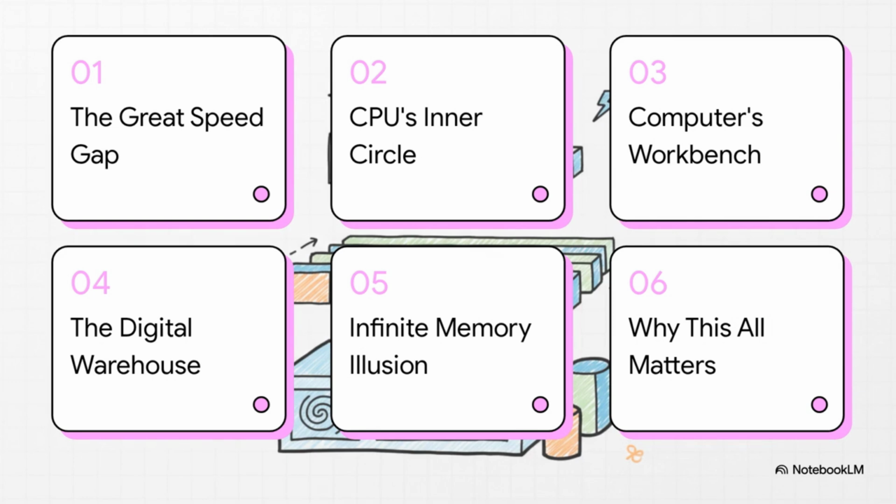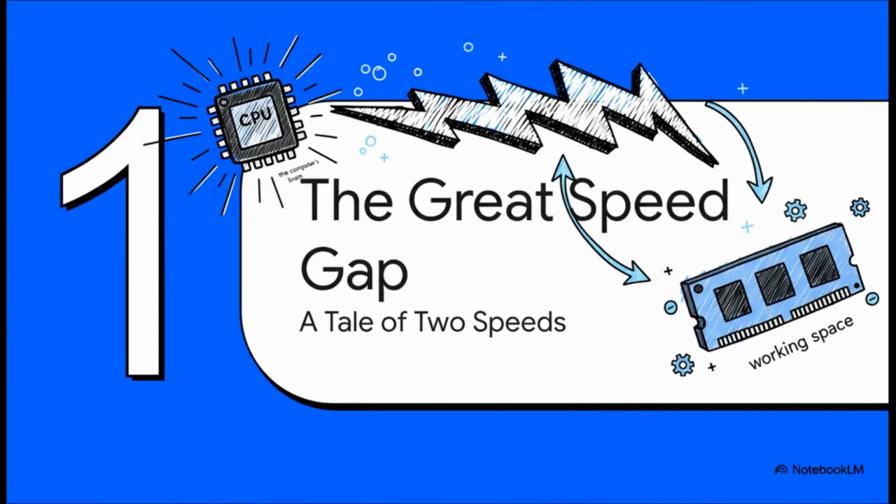Okay, so here's what we're going to cover. We're going to start right at the very heart of the computer, inside the processor, and work our way out, layer by layer. We'll look at the CPU's inner circle, its main workbench, and even its giant digital warehouse. And it's all in the name of understanding how this whole complicated system solves one huge fundamental problem, the need for speed. So this entire super complex memory system that we're about to unpack really only exists to solve one single massive problem, a huge speed gap between your computer's brain and, well, its working space.